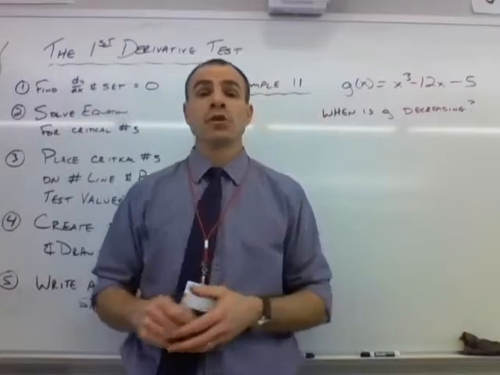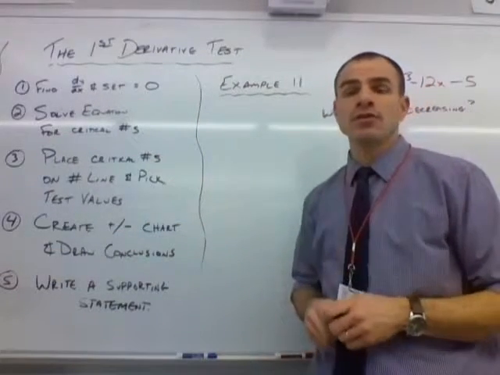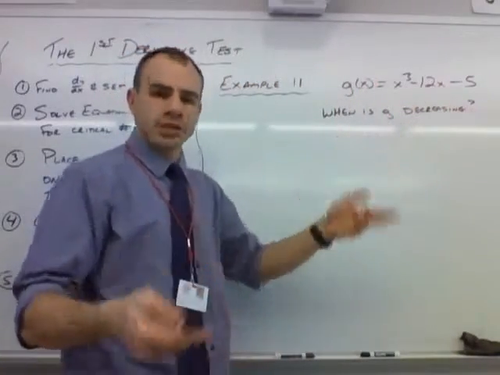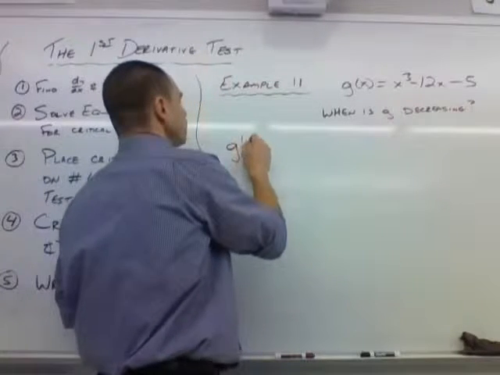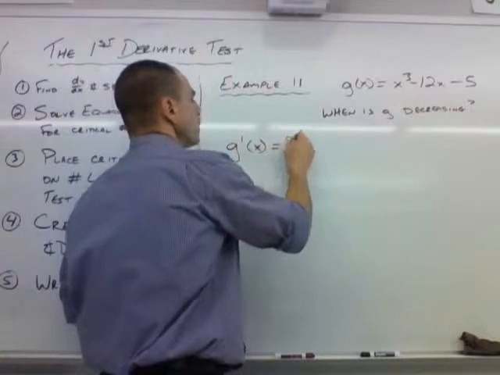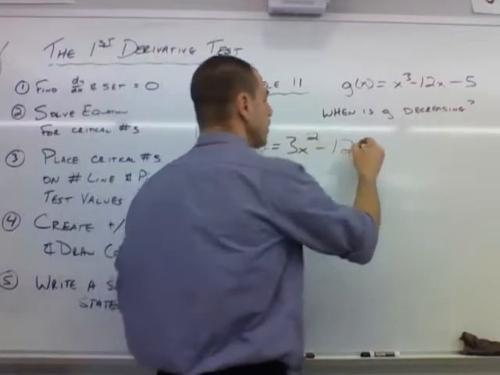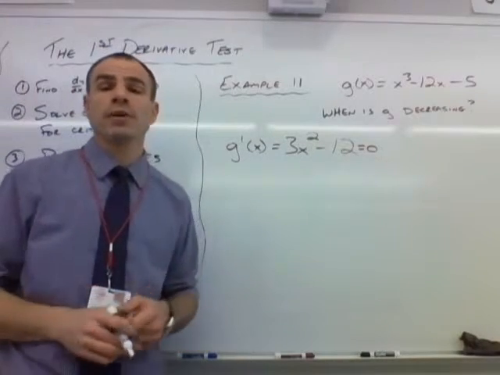Okay, so let's go through our progression here. First thing we need to do, we need to get that derivative and set it equal to 0. Pause the video for a second, find the derivative of g, set it equal to 0. So yes, we're going to have g prime of x is 3x squared minus 12. Okay, and we'll set that equal to 0. And now we have to solve this equation to find our critical numbers.